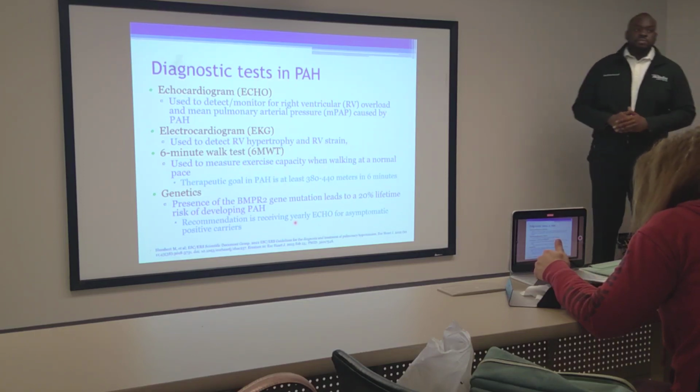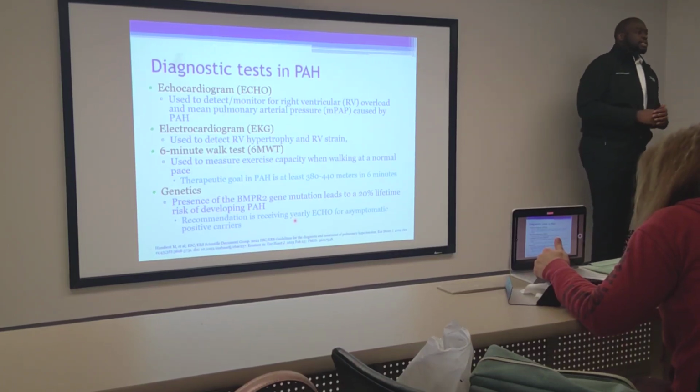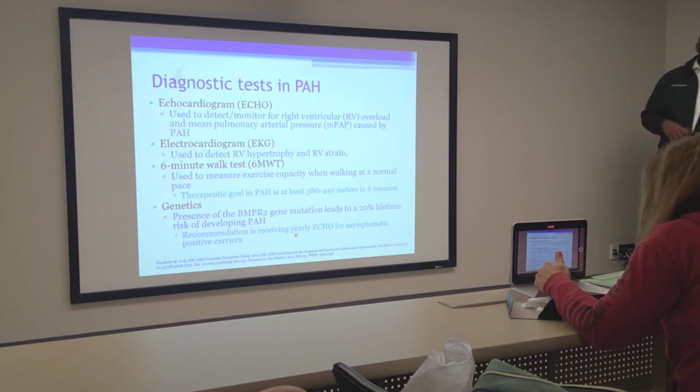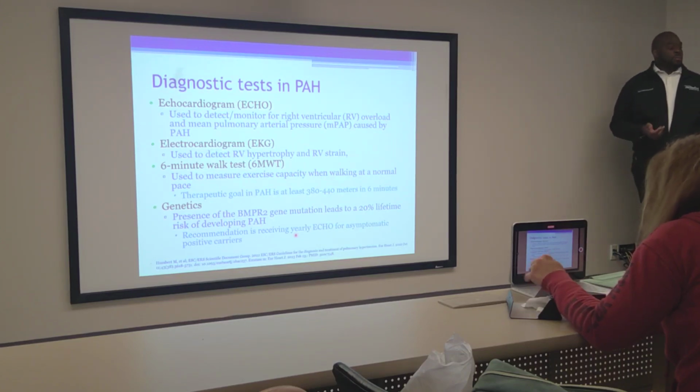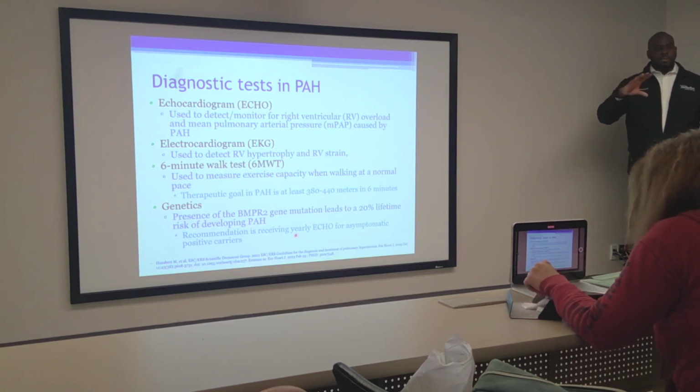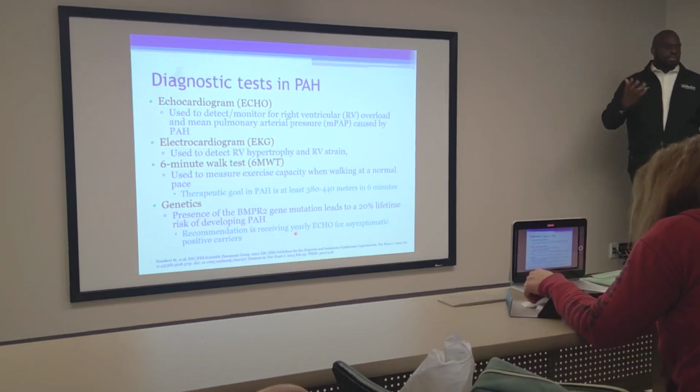We also have our 6-minute walk test, also known as 6MWT, which is used to measure exercise capacity when walking at a normal pace. That's why I was using the trip from the couch to the bathroom as an example, because it's a little more mild, but that's a good way to explain it in layman's terms.